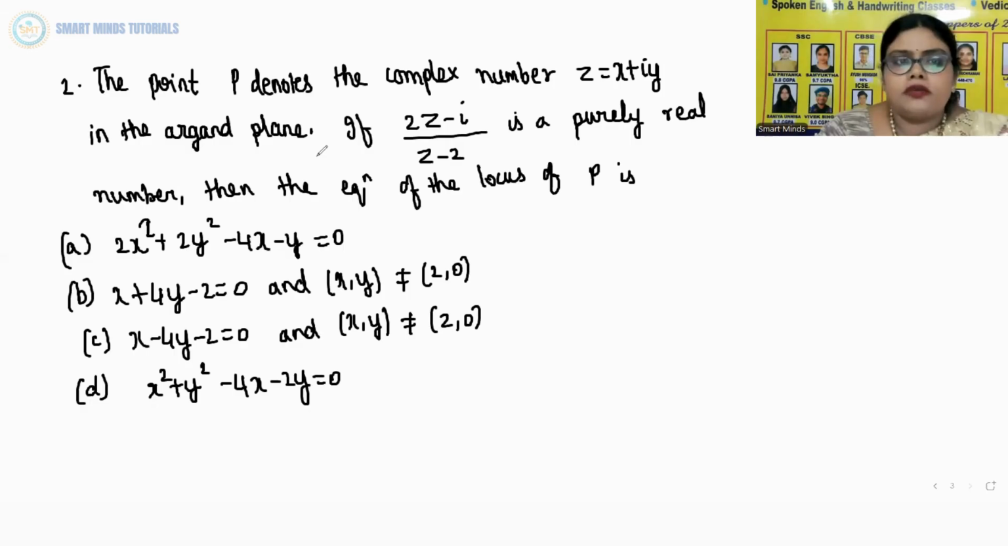Now take the second question. The point P denotes the complex number z equal to x plus iy in the Argand plane. If 2z minus i by z minus 2 is a purely real number, then we need to find out the equation of locus of P. 4 options are given to us. So now let us see how do we solve it.